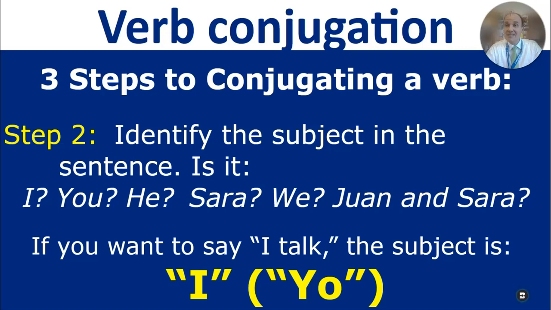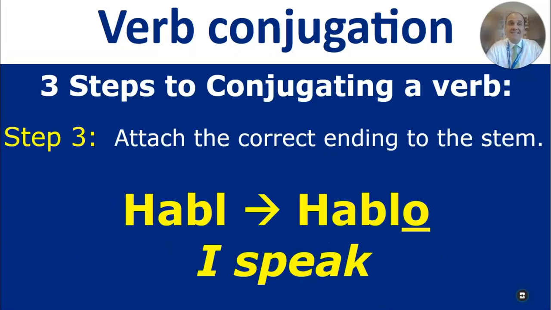So for example, let's say that you're trying to say I speak or I talk Spanish. Well, the subject would be I. If you're trying to say Juan speaks Spanish, the subject would be Juan. If you're trying to say my friends and I speak Spanish, the subject would be my friends and I. So we have to know that. And then the last step is we have to add the correct ending onto the stem.